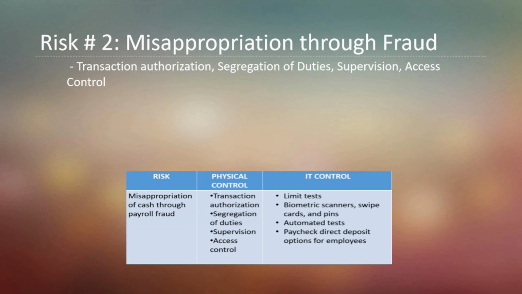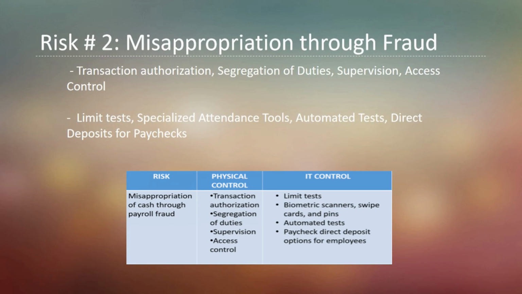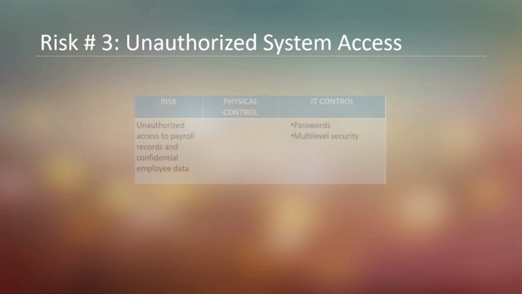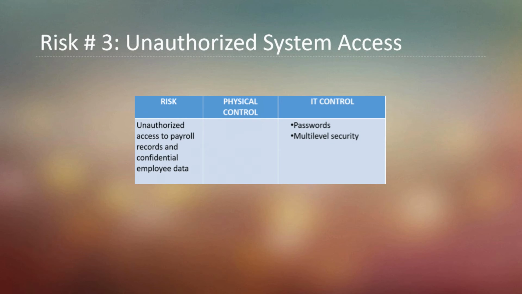IT controls for computer-based payroll systems may employ limit tests, biometric scanners or swipe cards or PINs for time ins and outs, automated tests, and direct deposit of paychecks to accounts to also ensure security of payroll funds. The last example would occur in company record systems holding confidential data for payroll and employees, where unauthorized access would occur. The IT control for that situation is to apply multi-level security and hard-to-crack passwords for these systems.